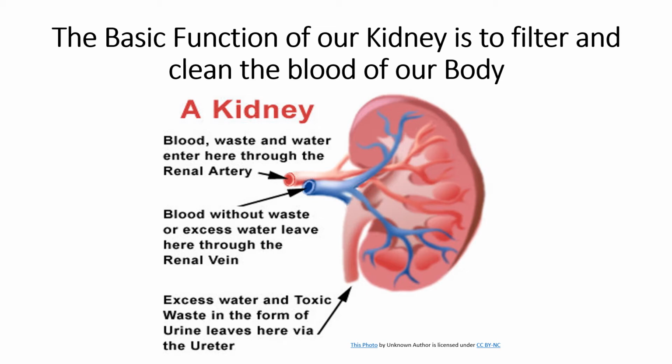So when it goes into the kidney, there are parts in the kidney that will do the filtration, and the blood without the waste or excess water leaves the kidney and enters again to the body through the renal vein, the one in color blue. And then the excess water and toxic waste in the form of urine leaves the kidney and enters the ureter. And we will show in a little while that the ureter is connected to the urinary bladder.